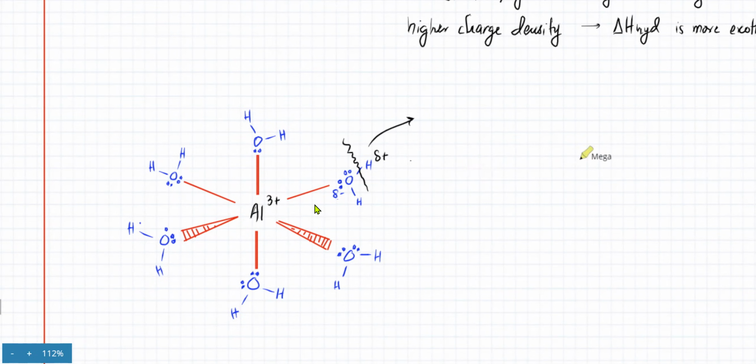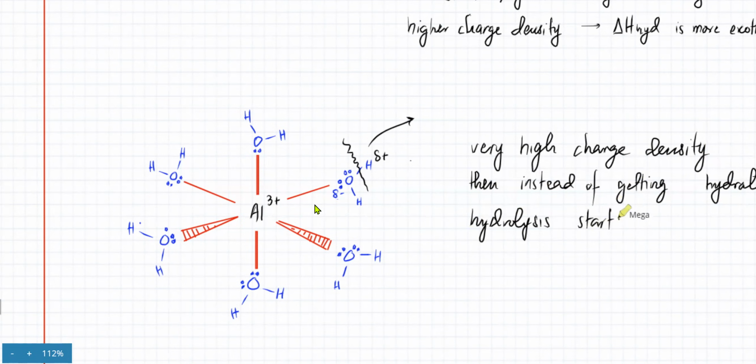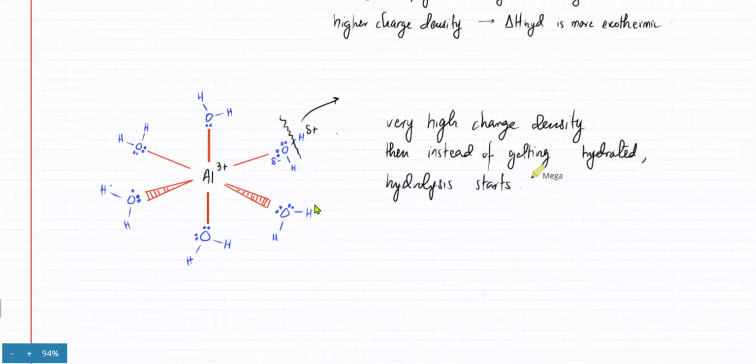So I'm just going to write that there's another problem: when you have very high charge density, then instead of getting just hydrated or getting surrounded by water molecules, hydrolysis starts. So instead you get hydrolysis.